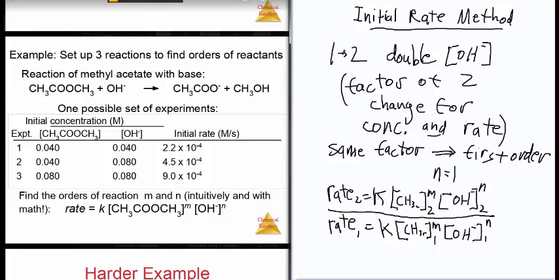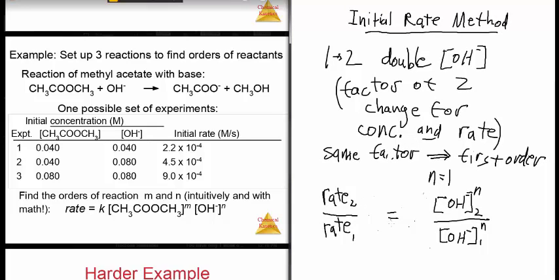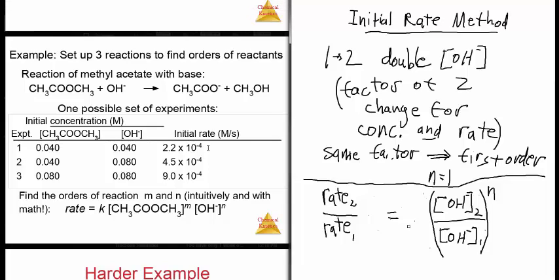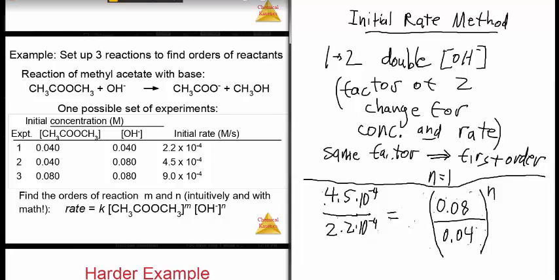We can cancel out anything that doesn't change. So k is a constant, it doesn't change. And we didn't change the concentration of this stuff between experiments 1 and 2. So that cancels out, and we're left with this. After the cancellations, this is what we're left with, and we can write this a little differently, like such. And then we can just put in our numbers and solve for n. And what this really is, is 2 equals 2 to the n. And it's pretty apparent in this case that n equals 1.